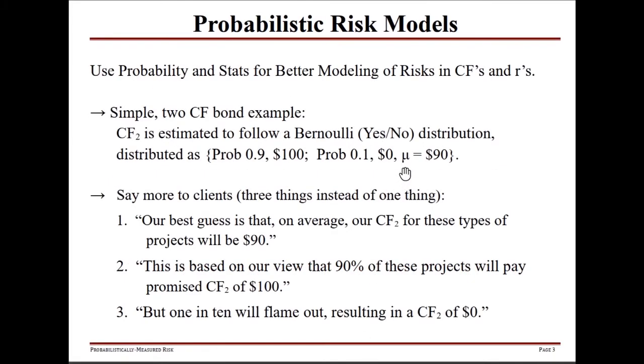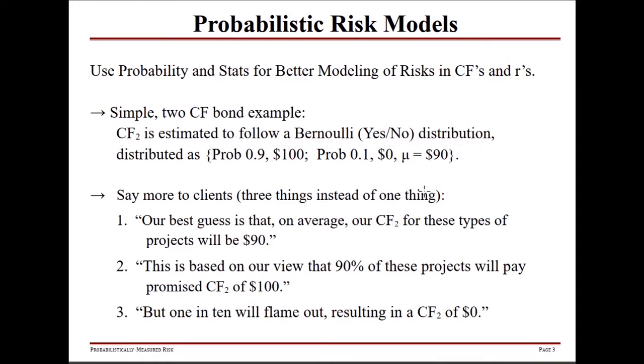So 13a is about introducing probabilistic risk models for us. In general, the idea here is that we're trying to use probability and statistics to get better modeling of the risks of our cash flows and our discount rates. So if we take a simple two cash flow bond example, say cash flow 2 is, in this case, estimated to follow a Bernoulli distribution.